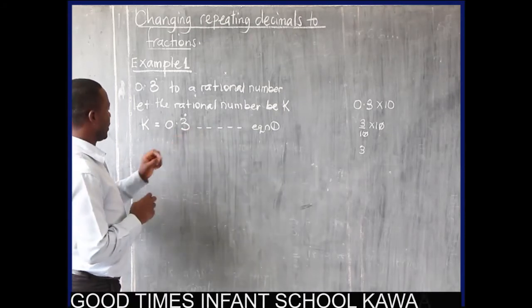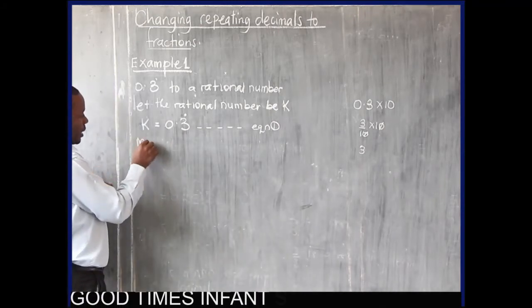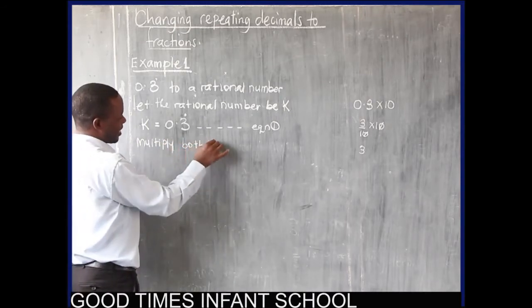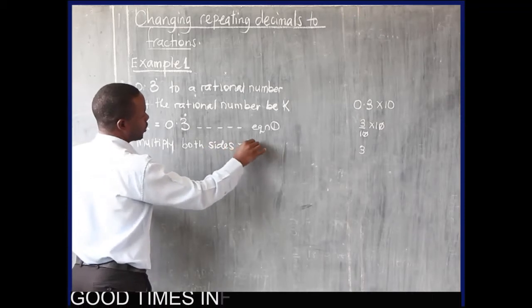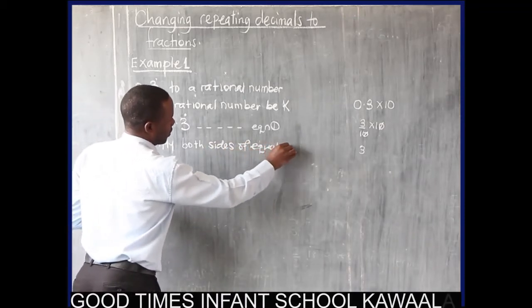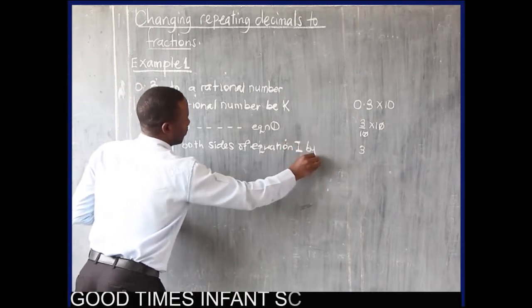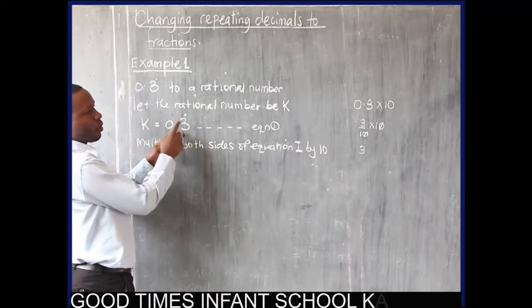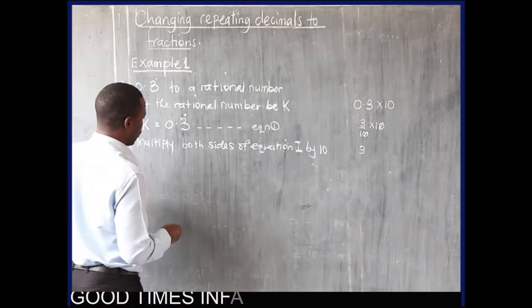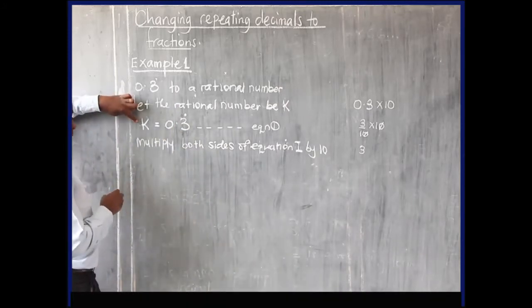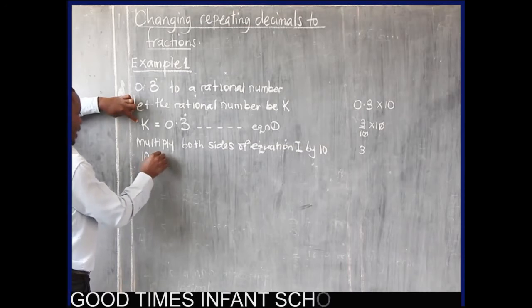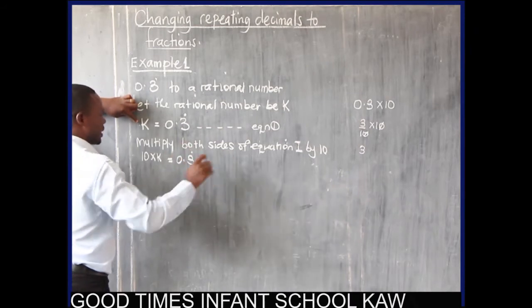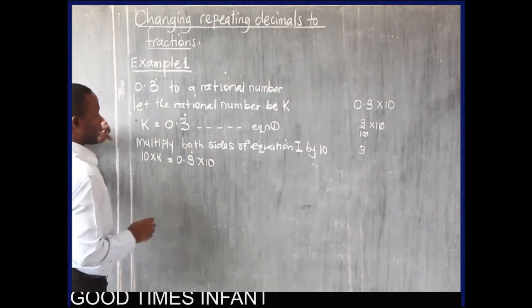As I explained the other side, therefore we shall say multiply both sides of equation 1 by 10. Why are we using a 10? Because it has one decimal place, and we make this decimal a whole number by multiplying by 10. So when we multiply 10 here, this is 10 times k is the same as 0.3 recurring, which means many digits are there, times 10. So what are we going to get?